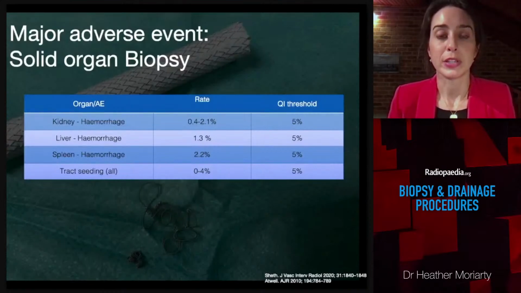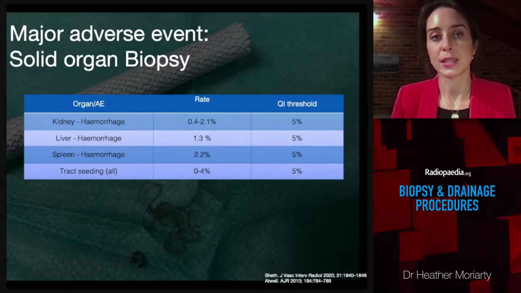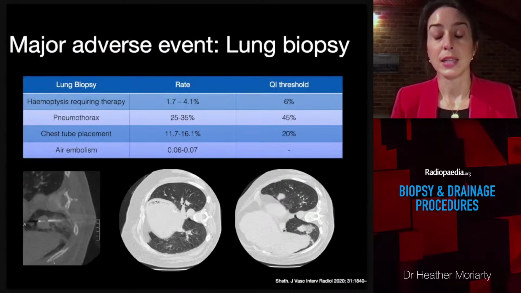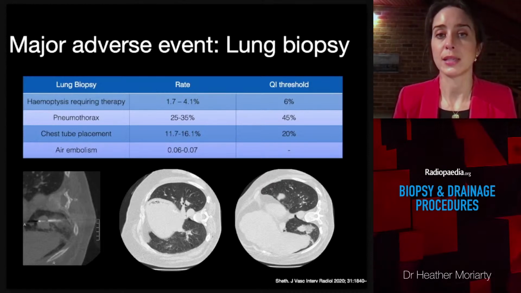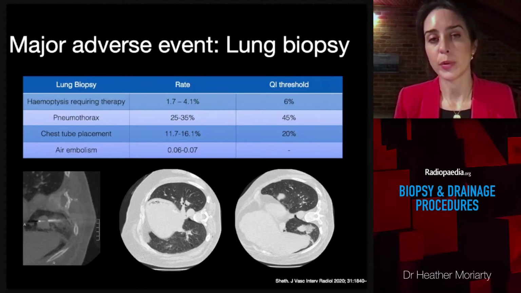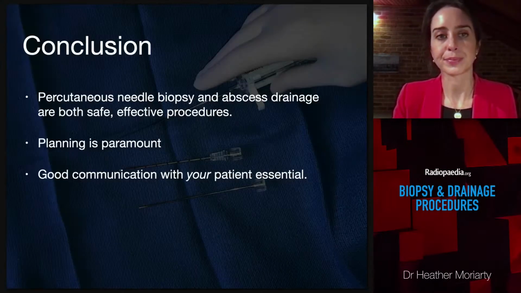Bleeding requiring intervention or transfusion in solid organ biopsy is rare, about 1 to 2% overall. Tract seeding, again, is rare in most series. Lung biopsies have their own complications. Pneumothorax is seen in about 25 to 35%, higher with less than 18 gauge biopsy needles. Hemoptysis requiring therapy occurs in 2 to 4% of procedures. An air embolism is very uncommon, but very important to know how to manage.